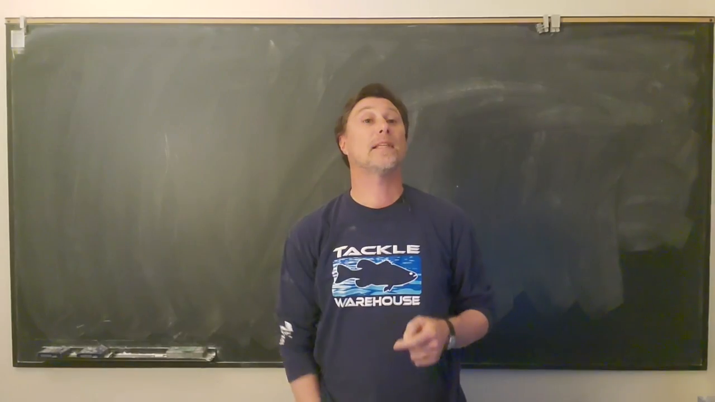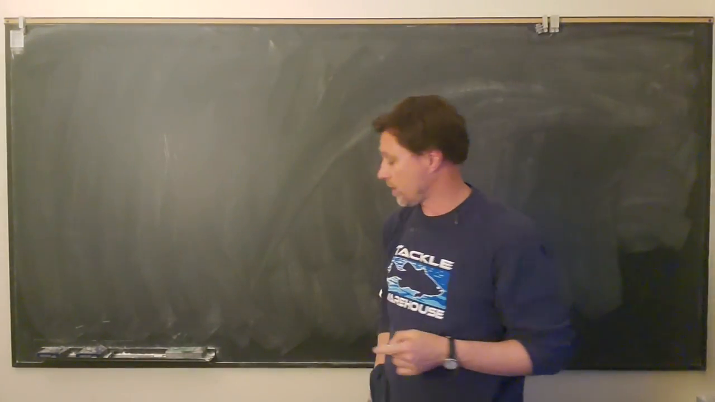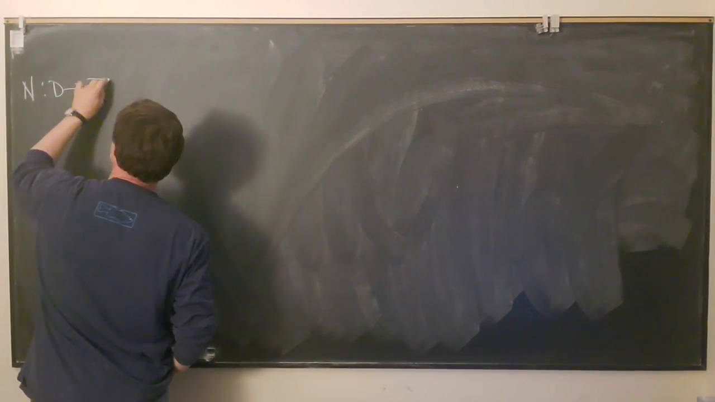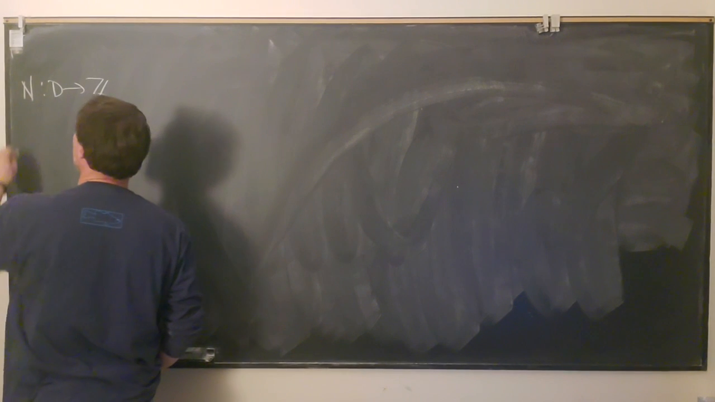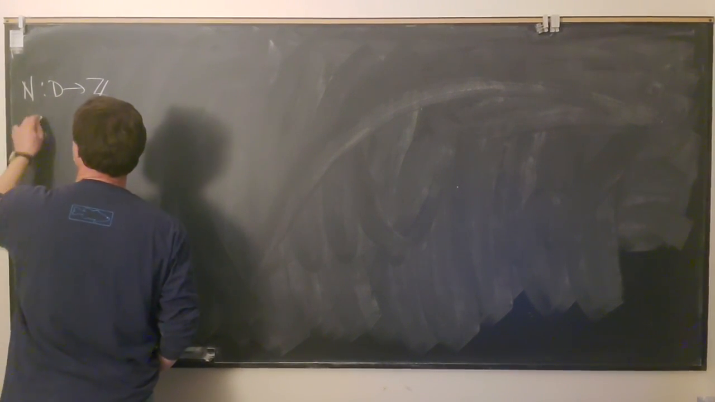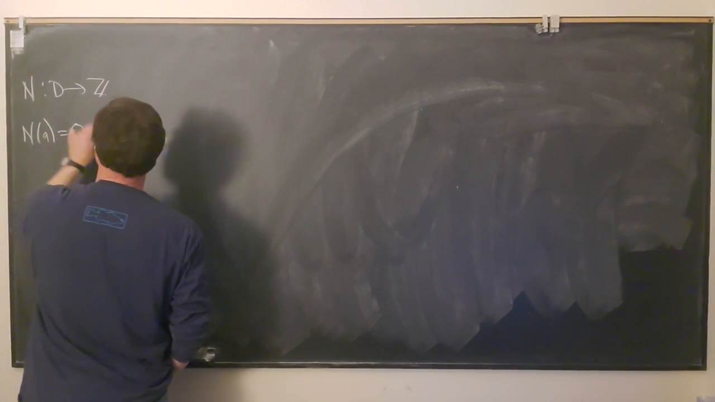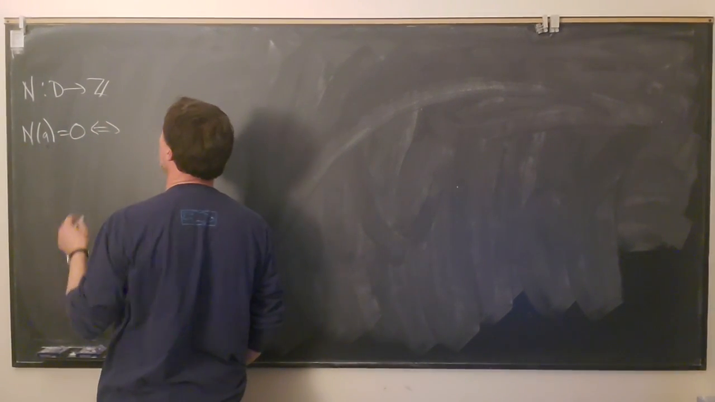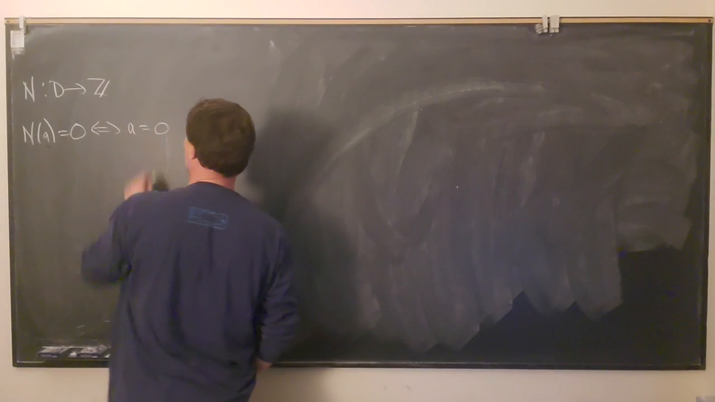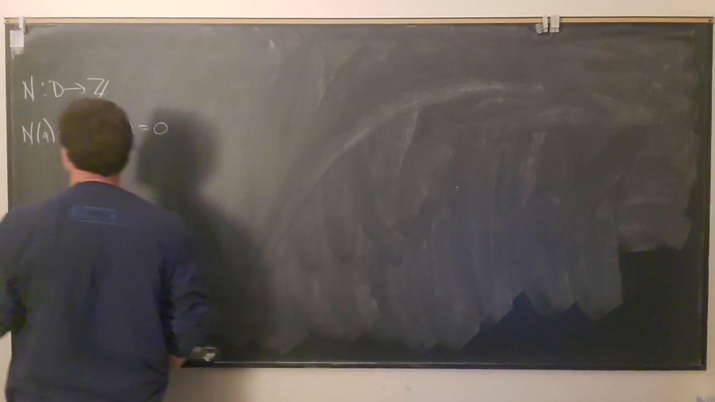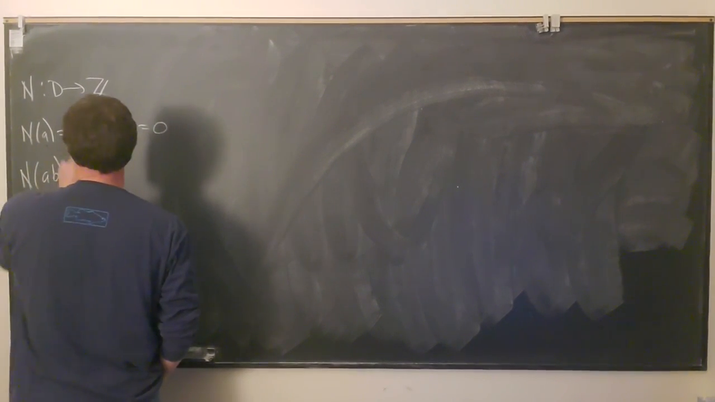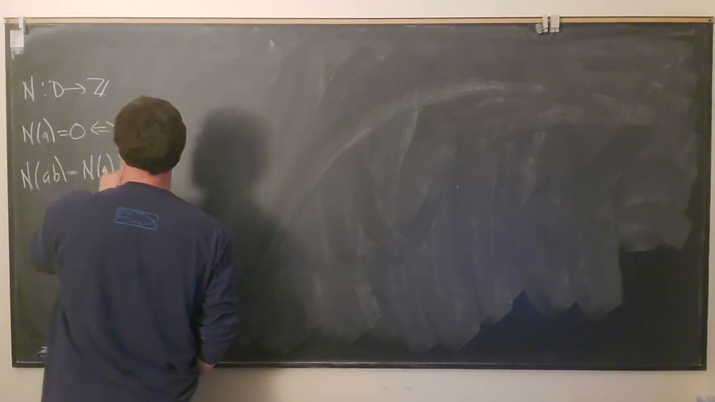Hey everyone, last time we introduced this idea of a multiplicative norm. Remember, a multiplicative norm is just a function from an integral domain to the integers that has these two properties. First of all, only 0 goes to 0. So n of a equals 0 if and only if a equals 0. And then the second property is this multiplicative property, n of ab equals n of a times n of b.